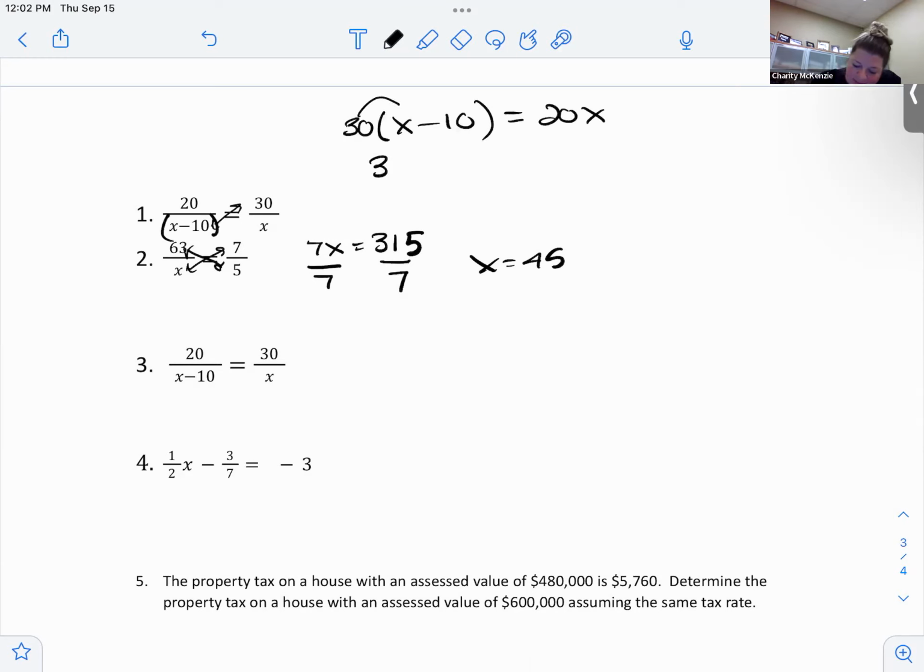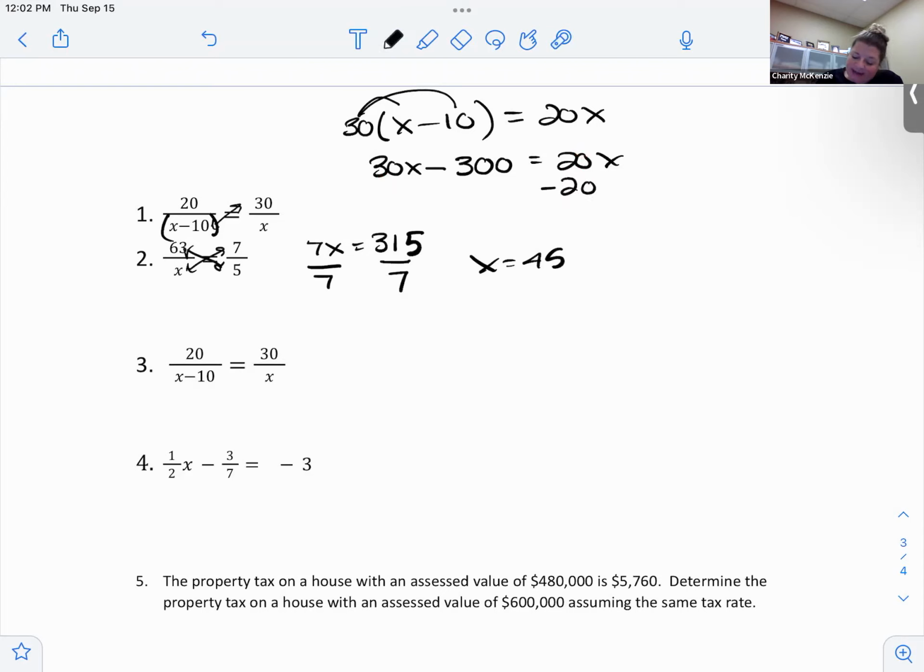30 times x is 30x. 30 times 10, excuse me, 300, and it has a minus in between, so you can think of it as a negative 300, or you can do plus a negative, however you want to think of that, equals 20x. Okay, now I have two x's, so I need to add or subtract them to the other side. If I go this way, like I like, then you're going to have a 0, which is a little weird, but I'm still going to show it.